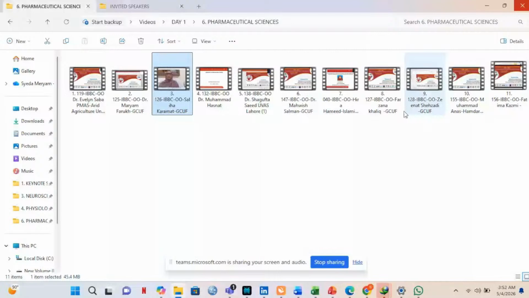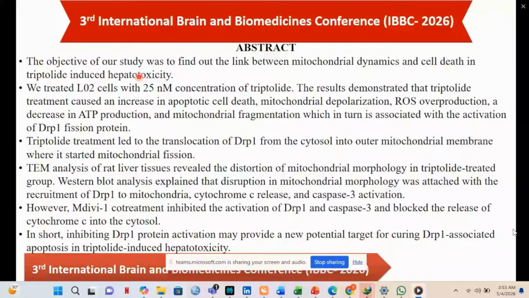The objective of our study was to find out the link between mitochondrial dynamics and cell death in triptolide-induced hepatotoxicity. Triptolide is the active ingredient of a Chinese herbal plant and it causes hepatotoxicity. So in this study, we evaluated the hepatotoxicity caused by triptolide. We treated LO2 cells with a 25 nanomolar concentration of triptolide.